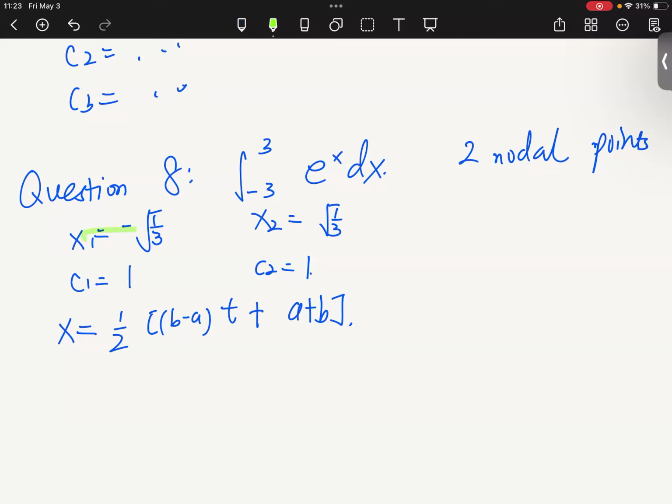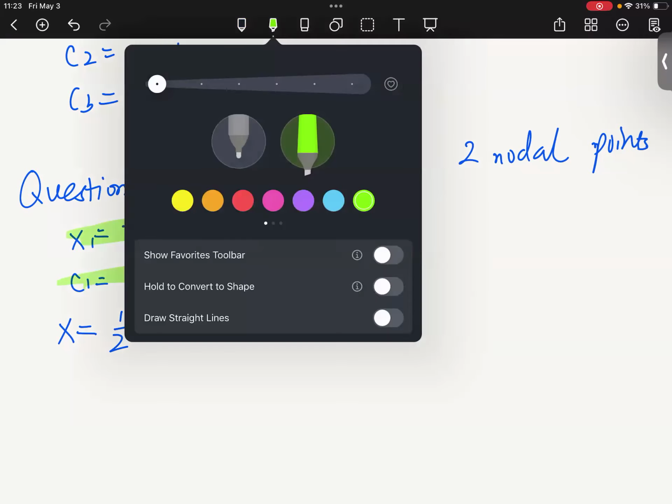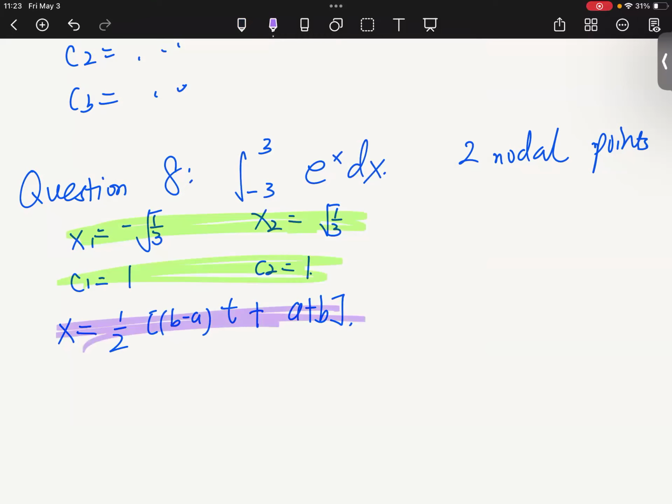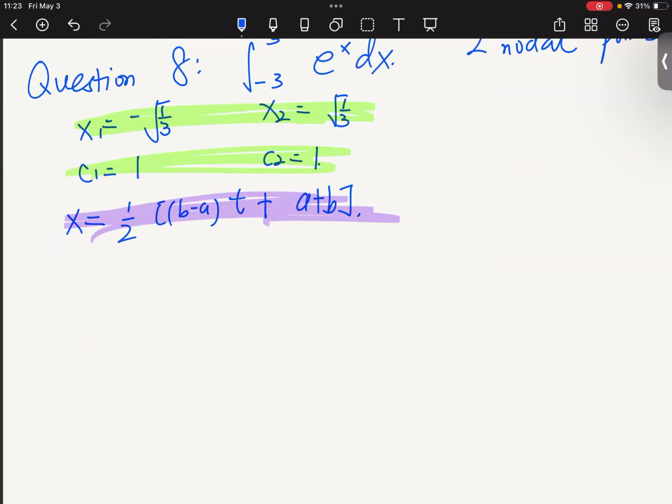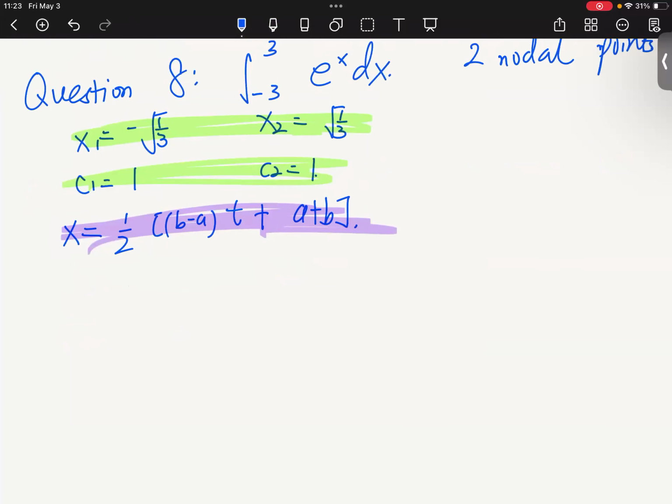This is something you get from the cheat sheet, from the table there. And this is something you need to memorize, the change of variable. The next thing you need to do is the change of variable on -3 to... and this is the original function.